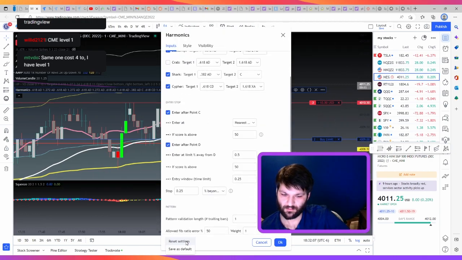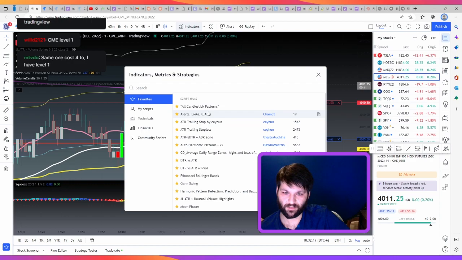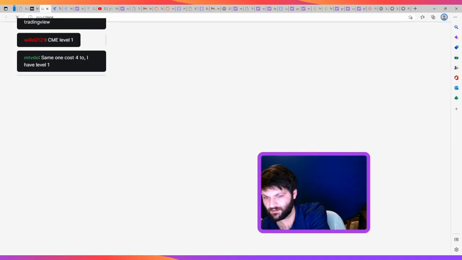Settings. Okay. Let's see, I'm gonna exit off, put it back on. So this is the one, by the way. It's called Harmonic Pattern Detection Prediction. It's by Reese. If you type in harmonics, it's by Reese.